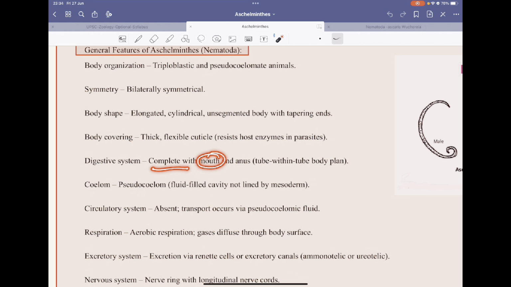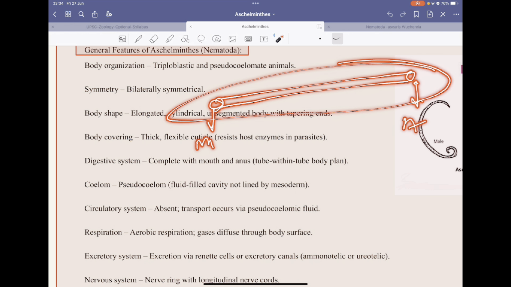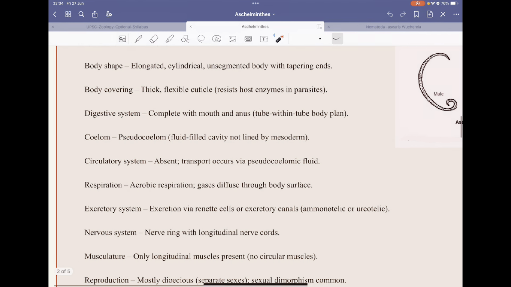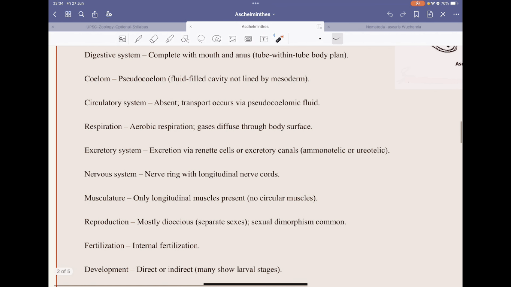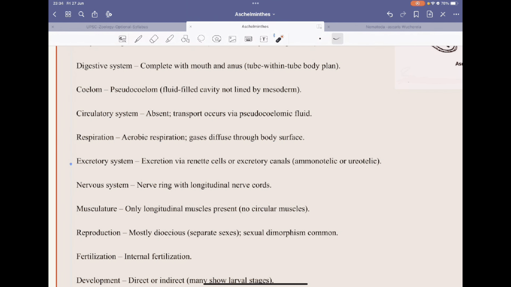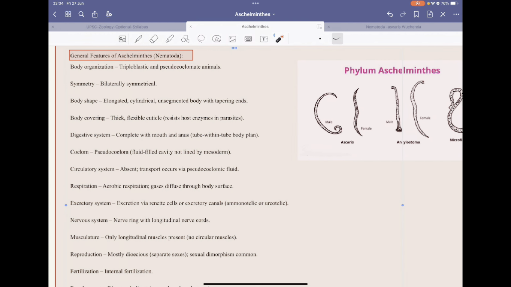The digestive system is complete, with mouth and anus. They have a tube within a tube. So this is a tube that contains the mouth and anus, and it is surrounded by the whole body. That's why it's called a tube within tube body plan. The coelom is a pseudocoelom. That is, the cavity is not lined by the mesoderm and it's a fluid-filled cavity. A proper circulatory system is absent, and the transportation occurs via the pseudocoelomic fluid.